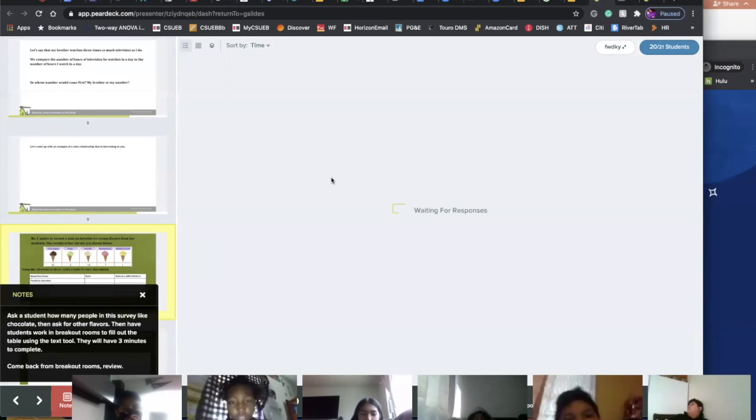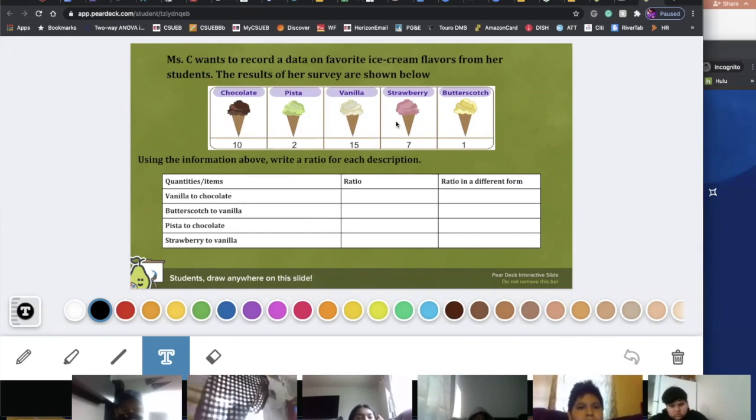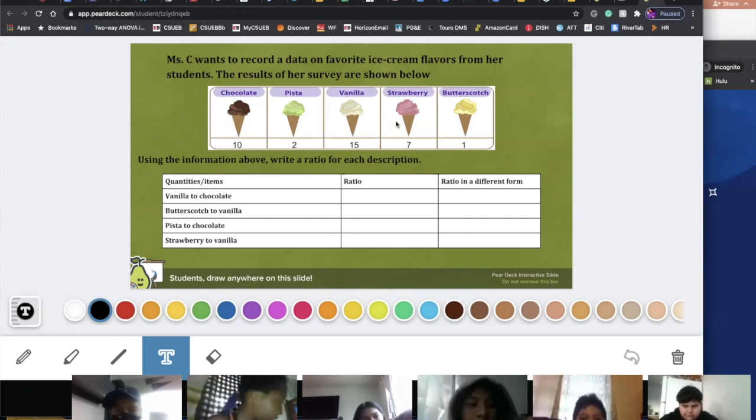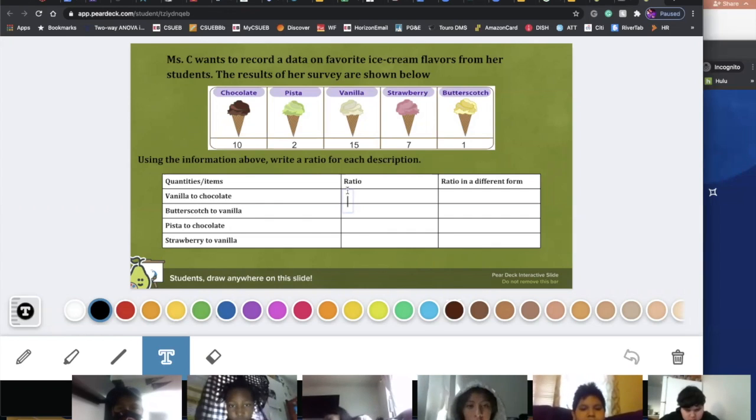So the next slide, if we can see my screen, it says Miss C wants to record the data on favorite ice cream flavors from her students. The results of her survey are shown below. It says, using the information above, write a ratio for each description. I'm going to help you out with the first one. So it says vanilla to chocolate. So what comes first here? Vanilla or chocolate? Shayla.